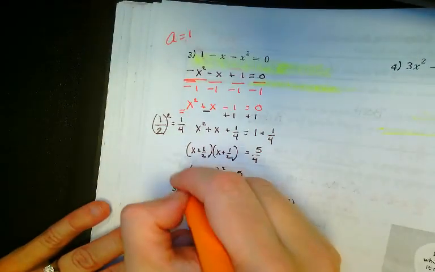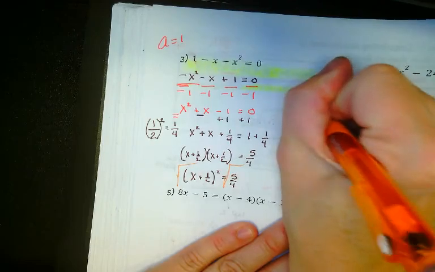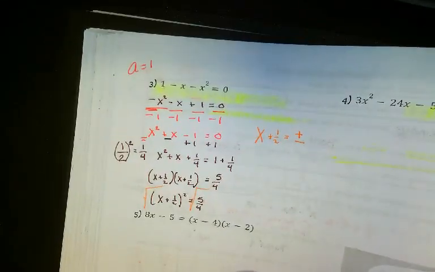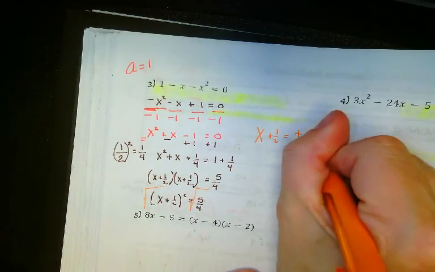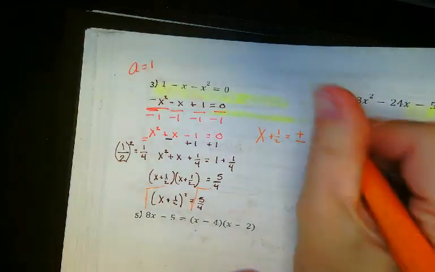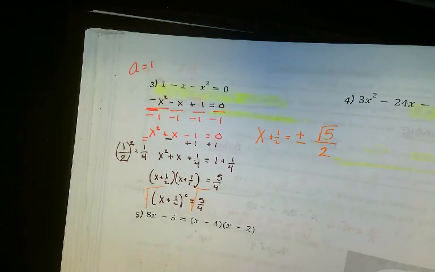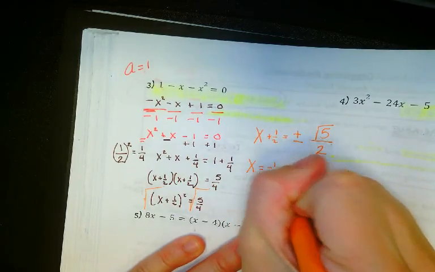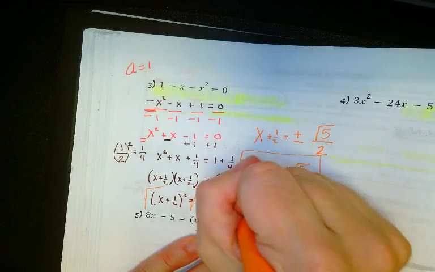I'm going to take the square root of both sides. So that's x plus 1/2 equals plus or minus. Okay, again, just a little self-talk. I have 5 and 4. I know the square root of 4 is a 2, so that comes out. I don't know the square root of 5. That's going to stay in. And then lastly, I would just subtract over the 1/2. So negative 1/2 plus or minus root 5 over 2.